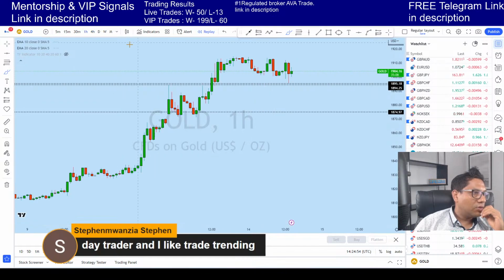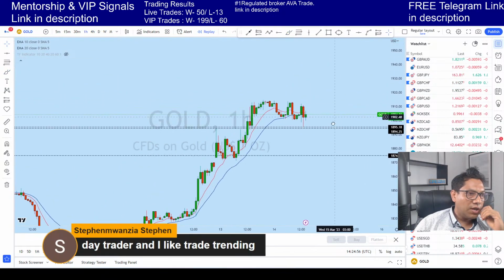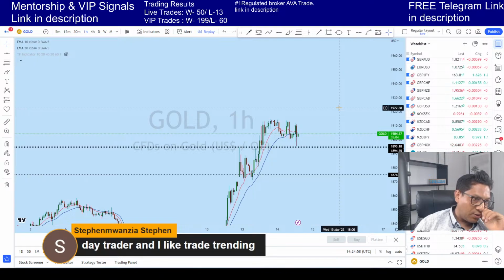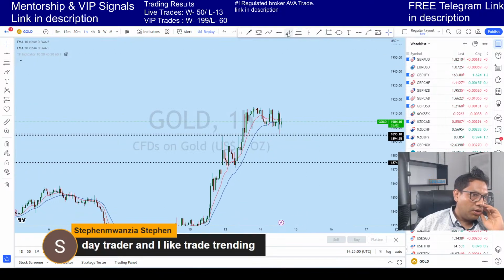Looks like that. Let's go back to gold. We might see some sideways movement, as you see multiple times gold grab liquidity from this support. We might see some more sideways movement.